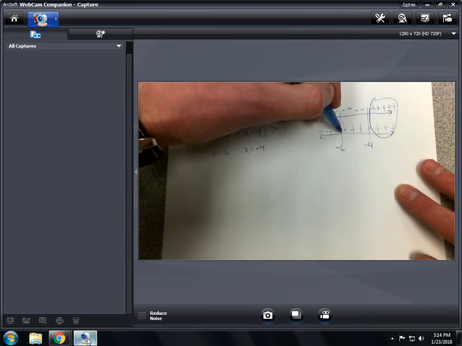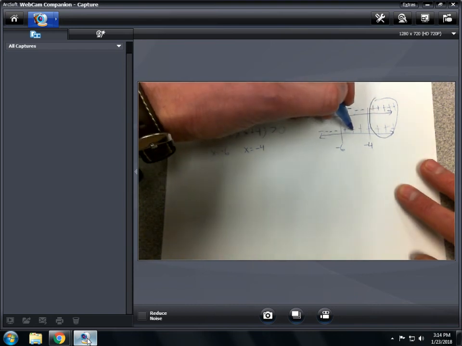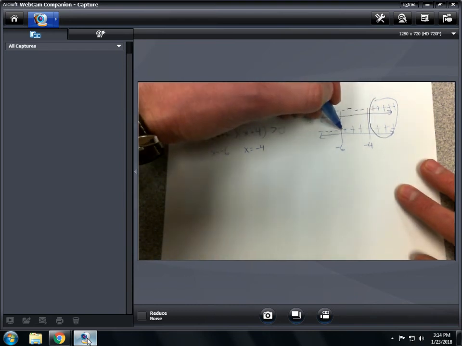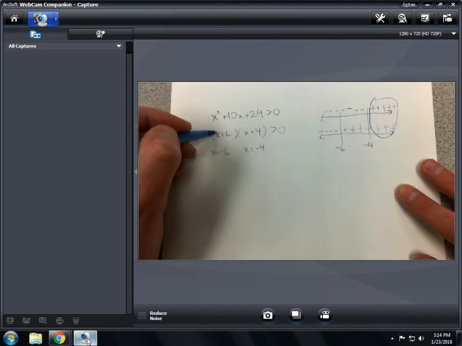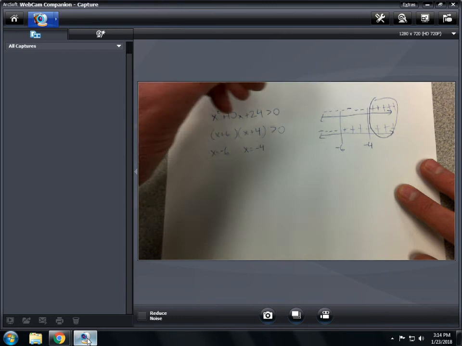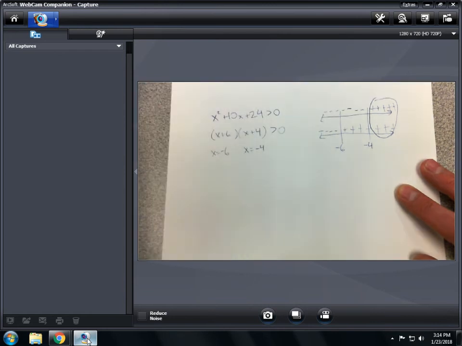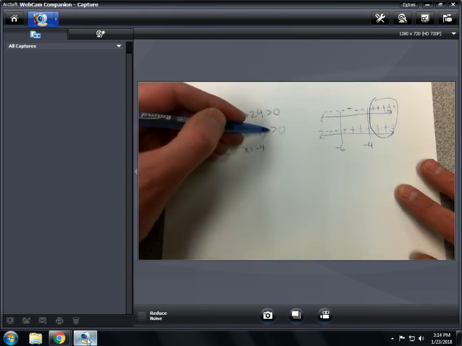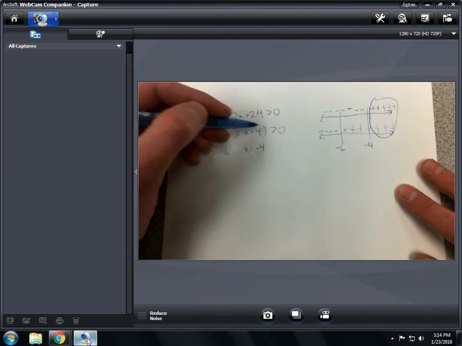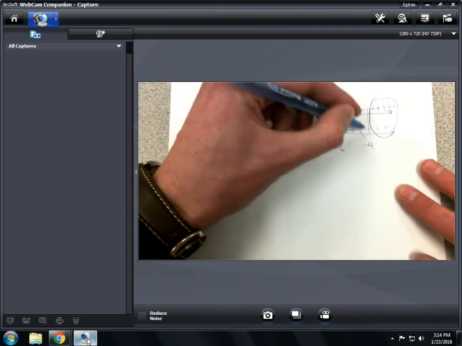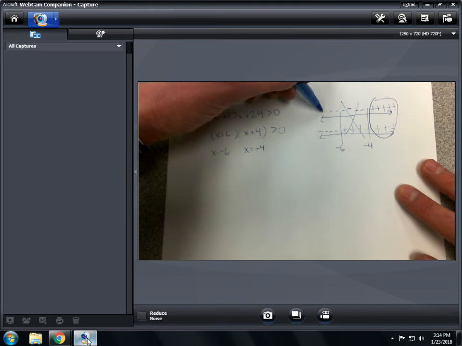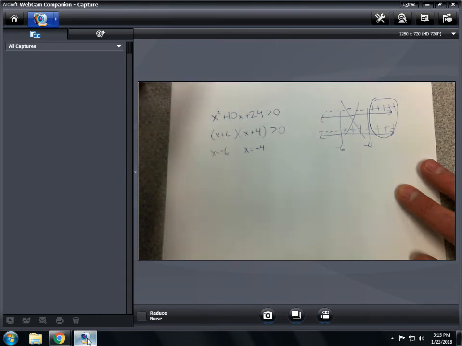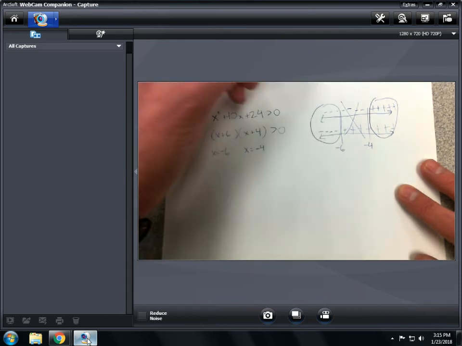If I pick a number greater than negative 6 but less than negative 4, so somewhere in between here, negative 5, for instance, I'm going to get a negative for this part and a positive for this part. A negative times a positive is a negative. I don't want a negative solution. I want a positive solution from this product. So that won't work. Keep going though. A negative times a negative is going to be positive. So that will work.